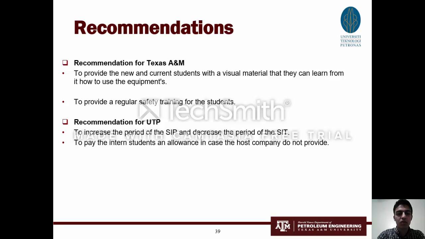Recommendation for UTB. To increase the period of the SIP and decrease the period of the SIT, so the students will have much more time in order to finish their project in a timely manner. Also to pay the intern students an allowance in case the host company does not provide.